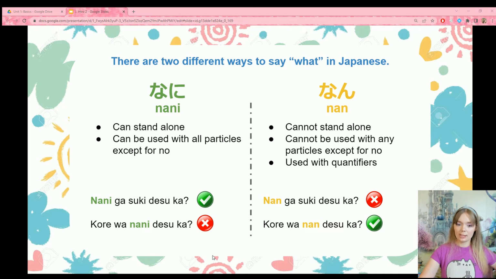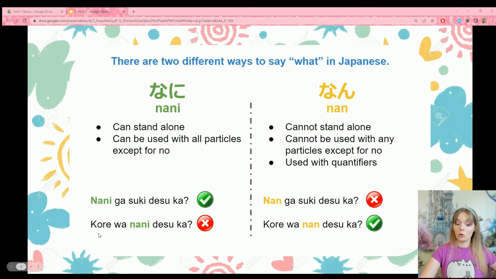So let's just look at some examples. Here we have nani ga suki desu ka. Ga is a particle. Because ga is a particle, it has to go with nani, because nani is allowed to go with particles. But nan is not. So we cannot say nan ga. It sounds really weird. It must be nani ga suki desu ka.